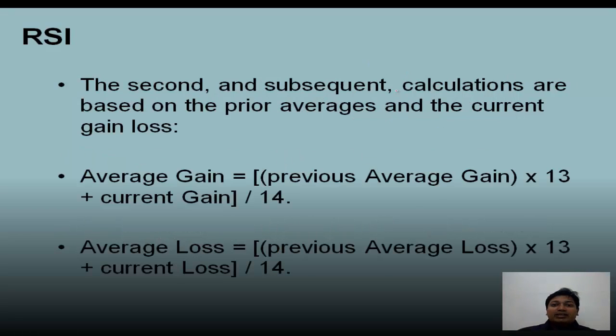The second and subsequent calculations are based on prior averages and current gains and losses. So average gain is equal to the previous average gain multiplied by 13 plus the current gain, divided by 14. Average loss is equal to the previous average loss multiplied by 13 plus the current loss, divided by 14. Again, if the calculation is kind of getting to you, don't worry about it. What is more important is to know how to trade RSI.